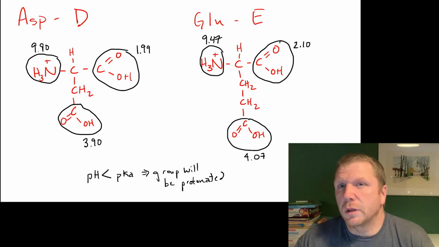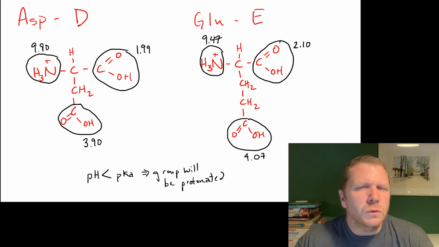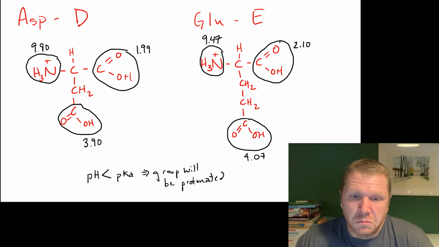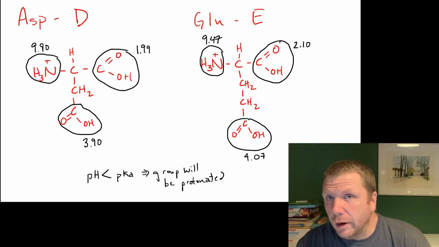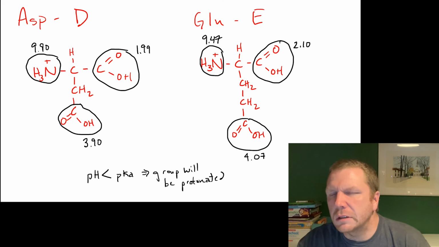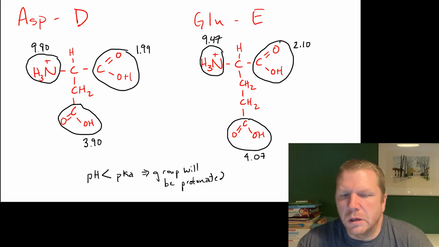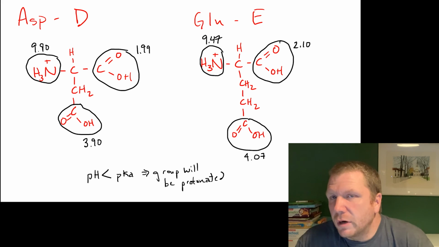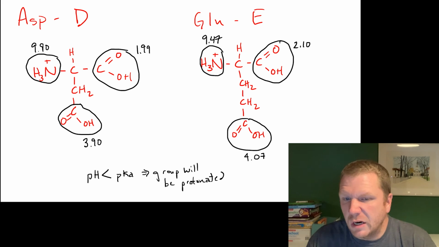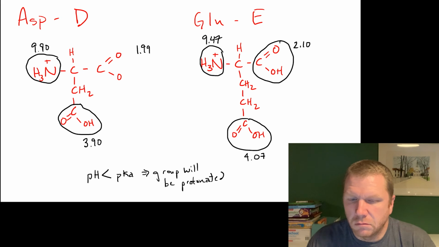Now, if you look at these groups, one thing that's important to think about is this is where they've maxed out. You can't add any more protons to these groups. If you look at the N-termini of aspartic acid or glutamic acid, it's NH3+. You're never going to see NH4++ because that nitrogen can't take on that fifth bond. If you look at that carboxylic acid, you're never going to have a positive charge there. The only thing that carboxylic acid is going to do is lose the proton and become negatively charged.